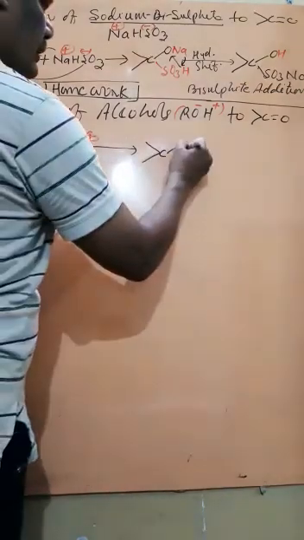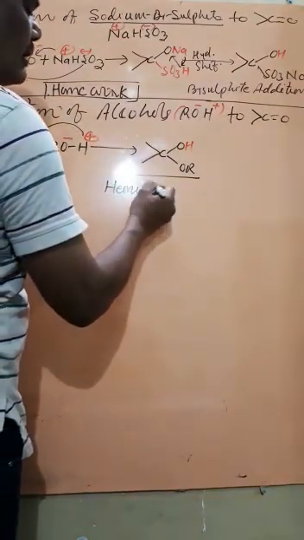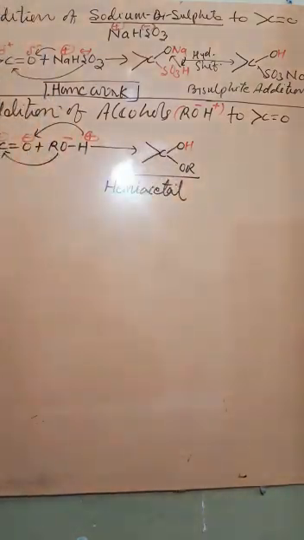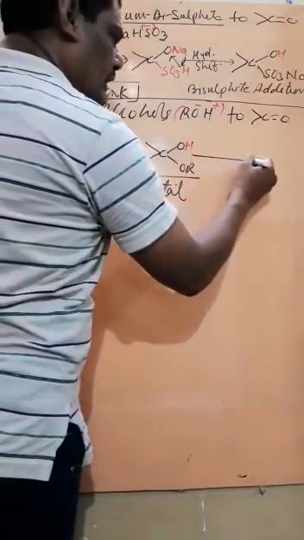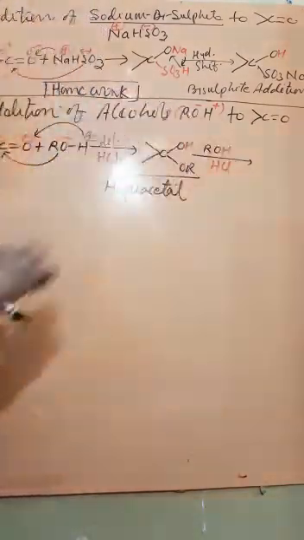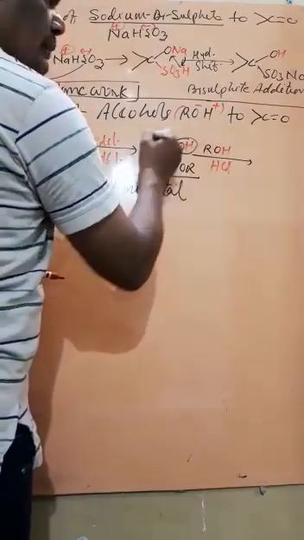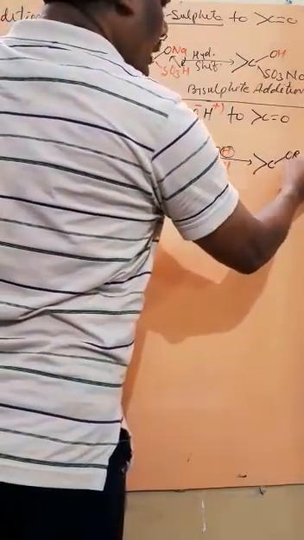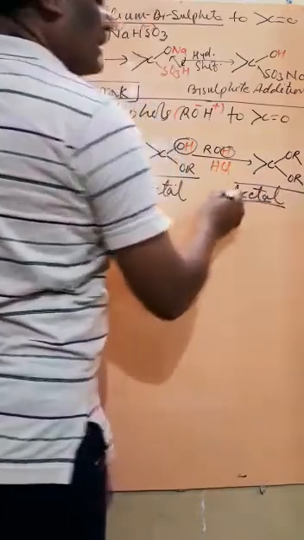CO, and this is H, and there is OR. This compound is called hemiacetal. Hemi means half. Student, this reaction takes place in the presence of dilute HCl. Again, there is a chance of further reaction. If the same compound reacts again with RO and H in the presence of dilute HCl, then one more reaction is possible. Here OH and H are removed, forming COR, and already there is R. This compound is called acetal.